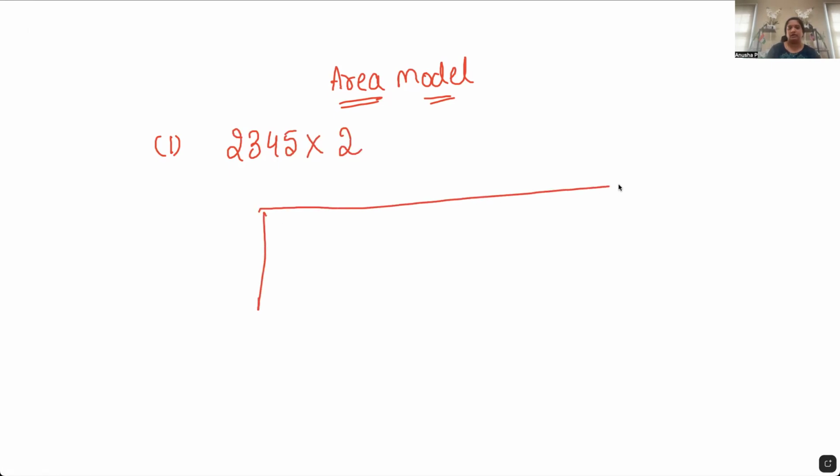This is Anusha. Today I'm going to teach you about multiplying a one digit number by a four digit number using the area model. We are multiplying a four digit number by a one digit number. Because it has four digits, we have to make four boxes.